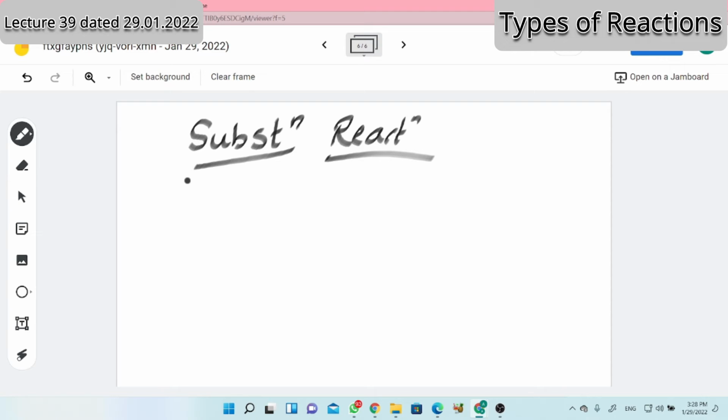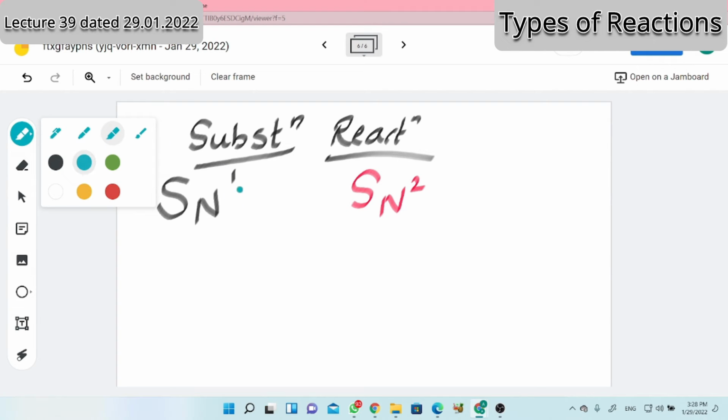Out of the substitution reactions, nucleophilic and electrophilic, I want to pay attention to nucleophilic substitution reaction. And this nucleophilic substitution reaction goes through two kinds of mechanism. One is called SN1 and the other mechanism is called SN2. Then what's the difference in these two mechanisms? SN1 reaction means the rate of the reaction depends on only one reactant. SN2 mechanism means the rate of the reaction depends upon two species.